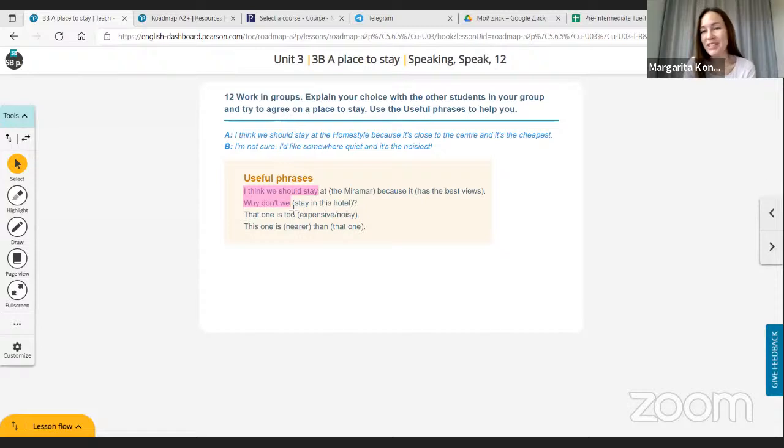You can, of course, agree or disagree. You can say, no, this one is too expensive. No, this one is too noisy, too boring. Or this one is nearer, then maybe we should stay there. Or Mata Hari is more cultural, so I like it more. You can also say I'd like. Да, я бы хотела. I'd like to stay in because.